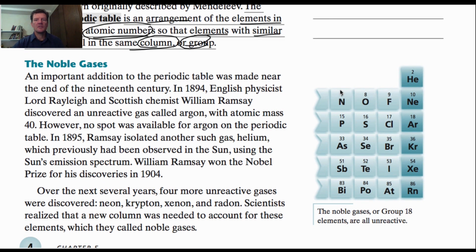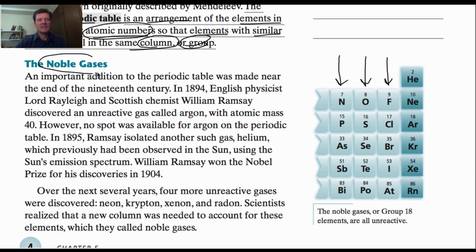So when we look at the periodic table, we know that all of the elements in this group with nitrogen have similar properties. All of the elements in this group with oxygen have similar properties. Same thing here. This group here is called the halogens, fluorine, chlorine, etc. They all have similar properties. Okay? So let's talk just a little bit about some of those groups.